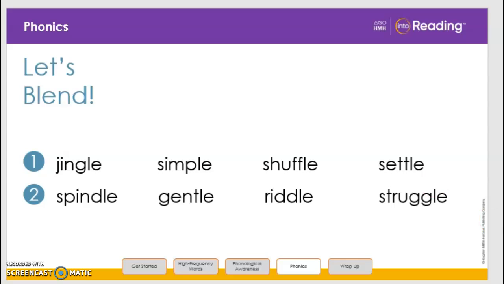All right, let's try another one. Let's do struggle. Struggle. Let's clap it out. Struggle. So where would we draw the line, or where would we divide the word in half? Between the two G's. Yes, struggle, struggle.